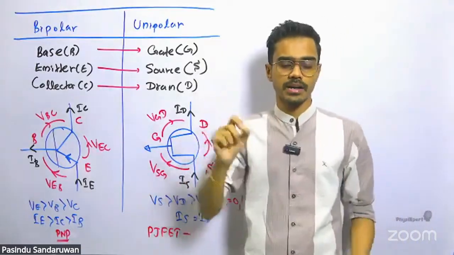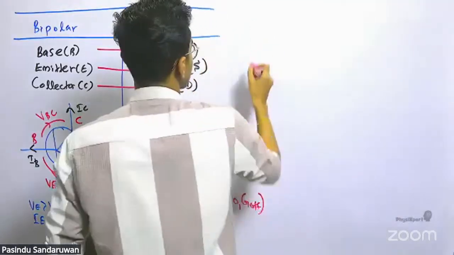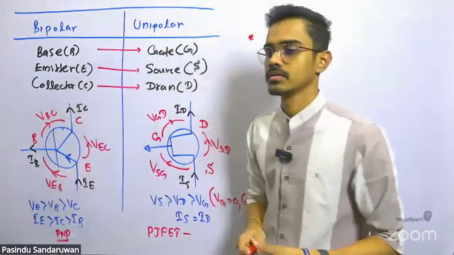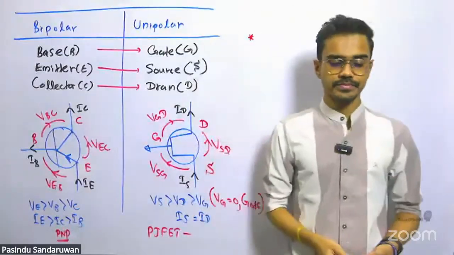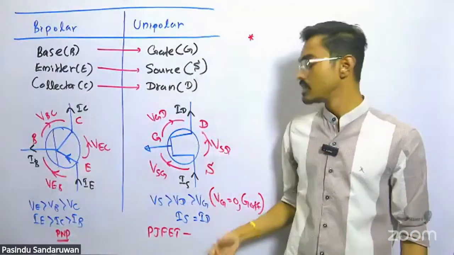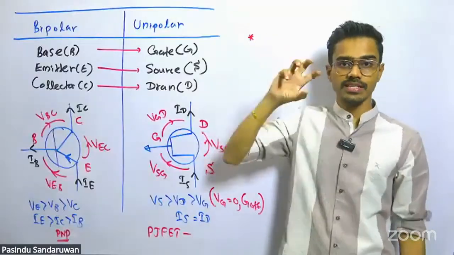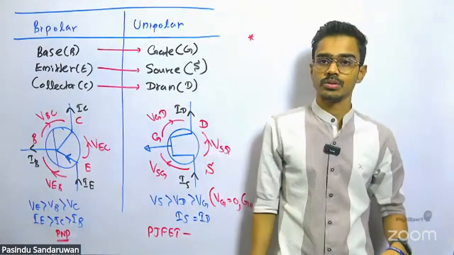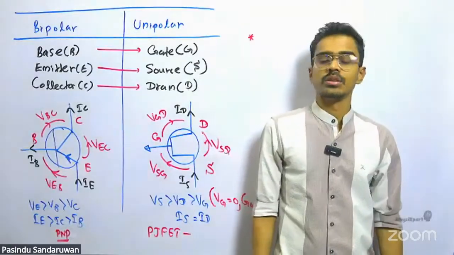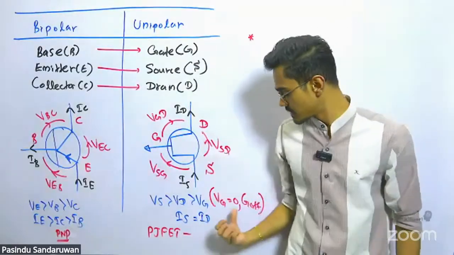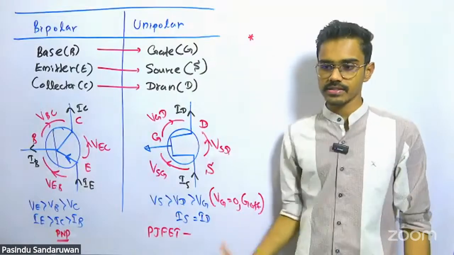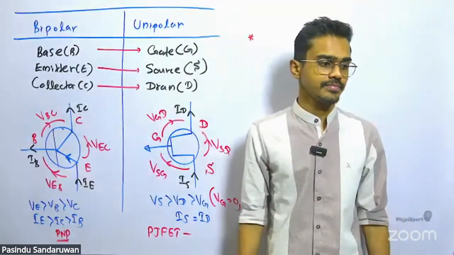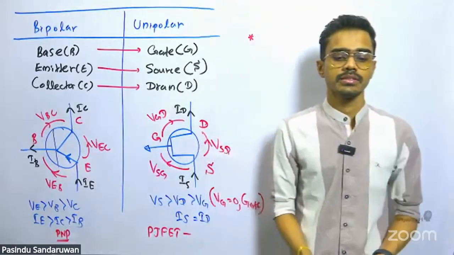Put an asterisk mark and write down below with the red pen. Write down VG equals 0 like this, with the red pen. Within brackets, G of G of.